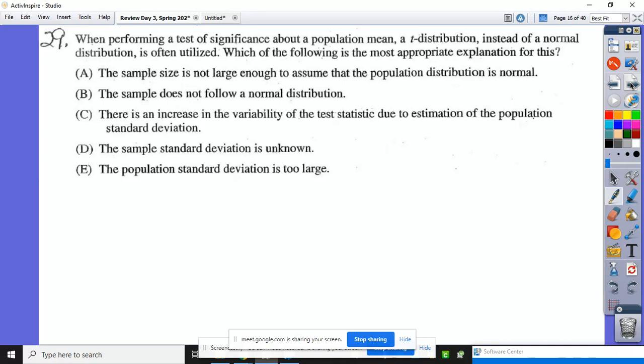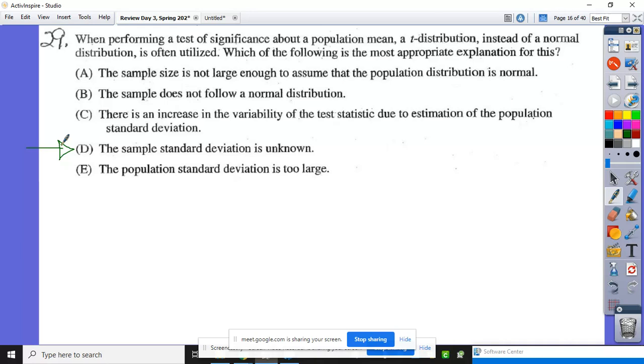Since sigma isn't known, or since we only have s. So sample size is not large enough. That could possibly be in there with not being central limit theorem maybe. Sample does not follow normal distribution. That doesn't really make much sense right now. There's an increase in the variability of the test statistic due to the estimation of the population. Some of you are going to go through this really quick and pick this one, which I think was the most missed problem. Is this one correct?